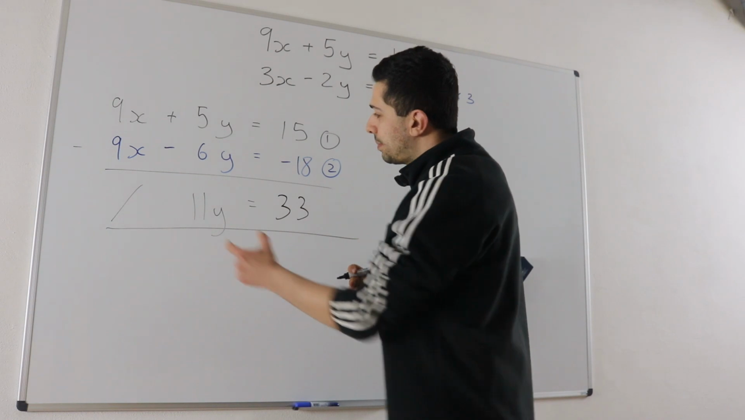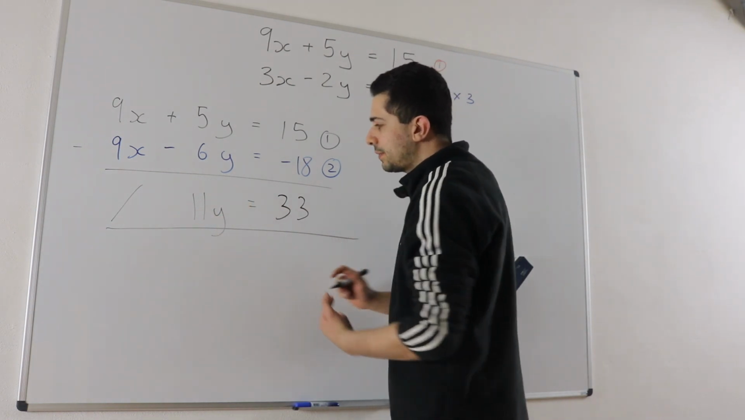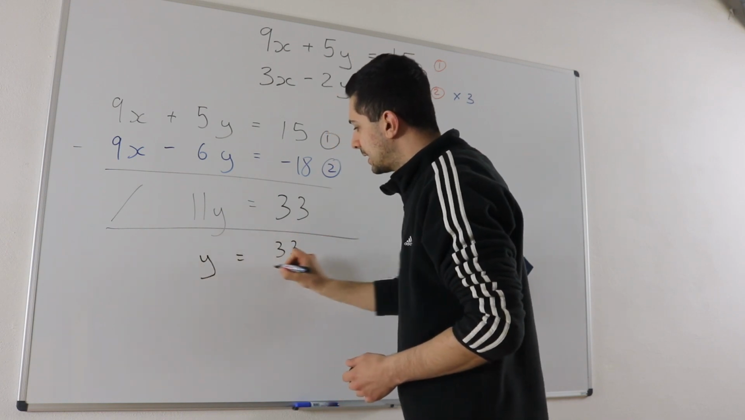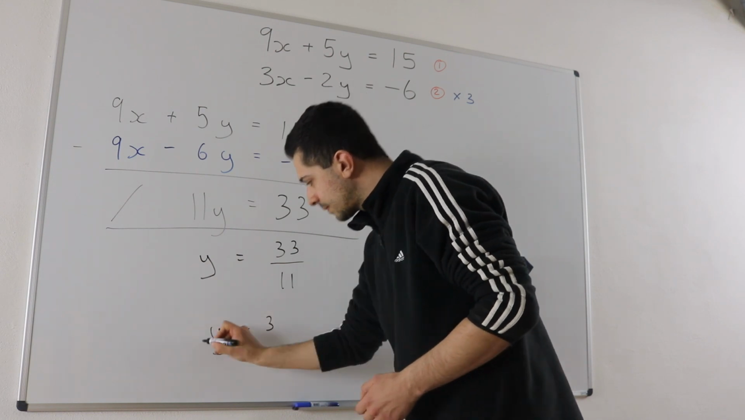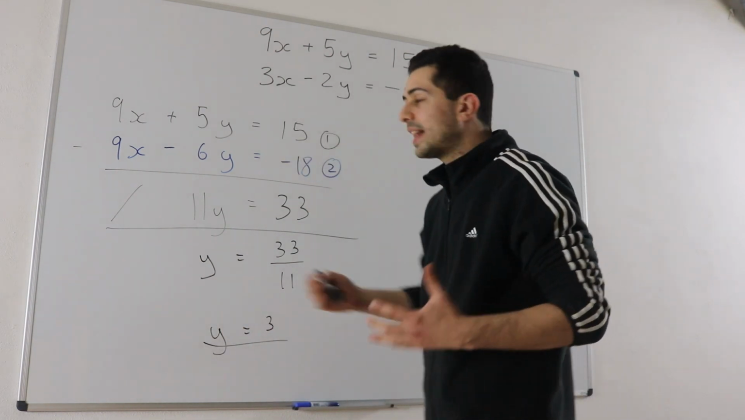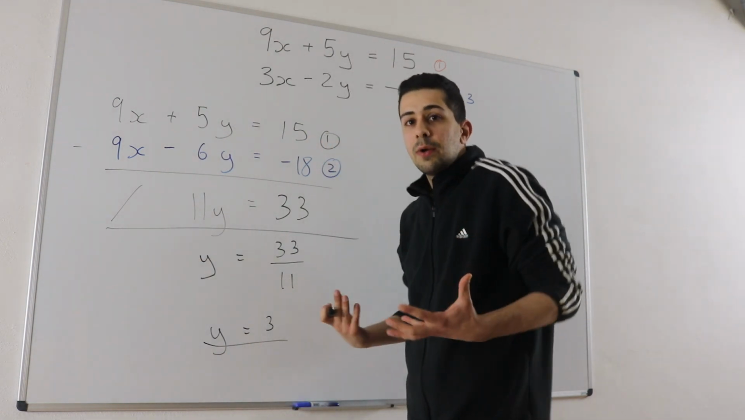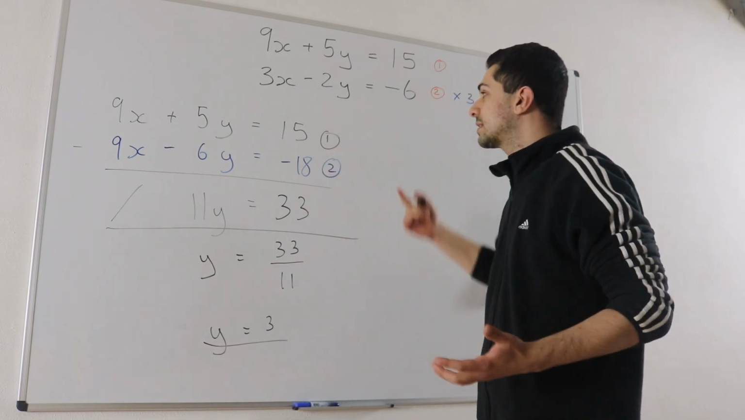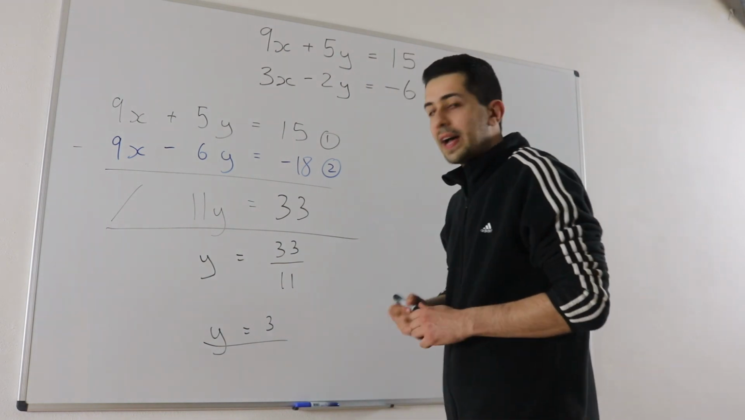So now I can simply take 11 to the other side. From multiplication becomes division, so I have y equals 33 divided by 11, so y equals 3. And like this, I have eliminated the x in order to find y. Now I will proceed to substitute y into one of the equations. In this case, I will substitute it in the first equation again and find x.